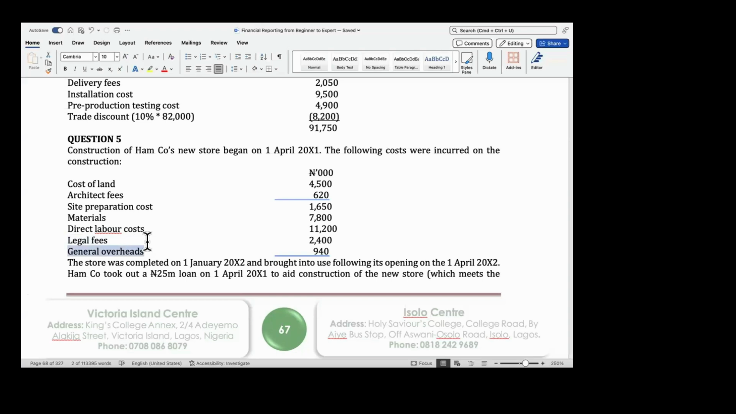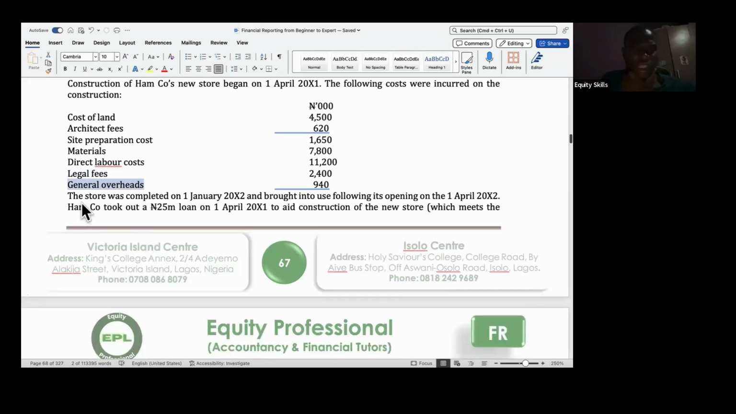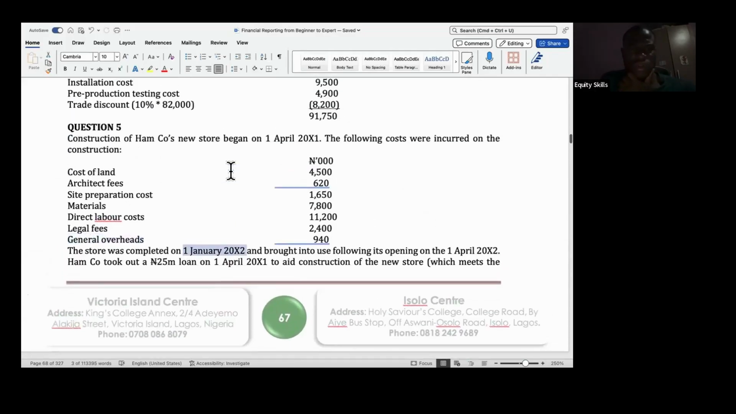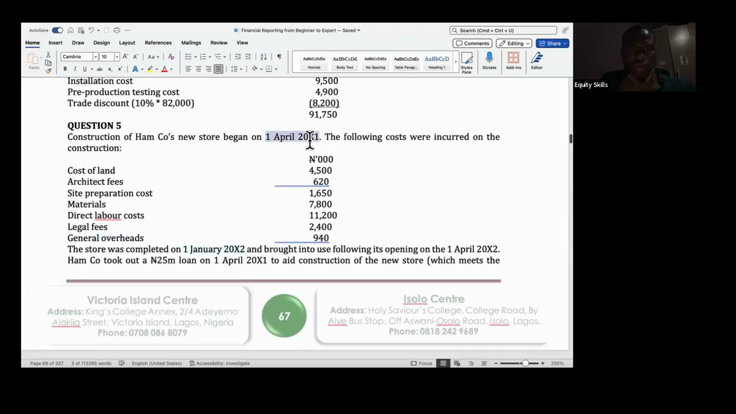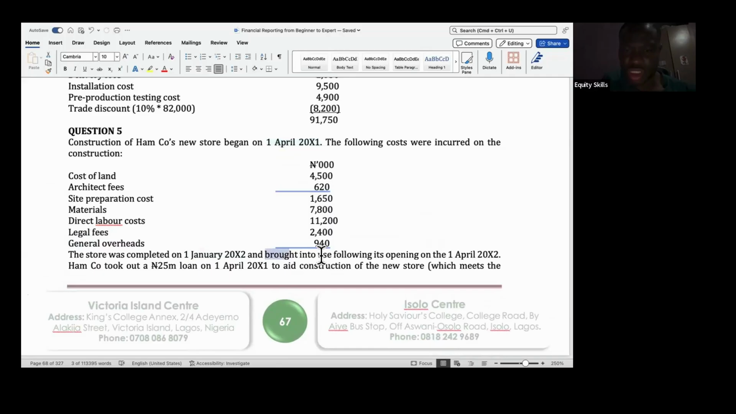That's correct. Perfect. Now, this additional information, they said the store was completed on 1st January 2002. When did they start construction? April 2001. That means it took how long? 9 months. But it was brought into use in April.